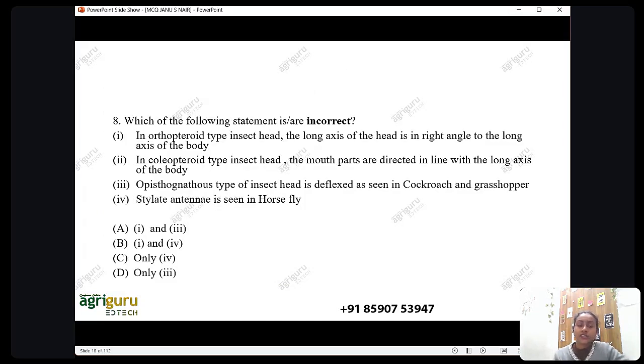Okay, then question 8. Which of the following statements is or are incorrect? Stress the word incorrect. First one, in the orthopteroid type of insect head, the long axis of the head is at right angle to the long axis of the body. Second, in the coleopteroid type insect head, the mouthparts are directed in line with the long axis of the body. Third, the opisthognathous type of insect head is deflexed as seen in cockroach and grasshopper. Fourth, stylate antenna is seen in horsefly. So what is the right answer here?